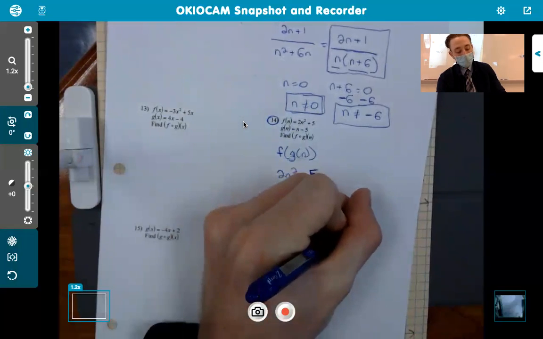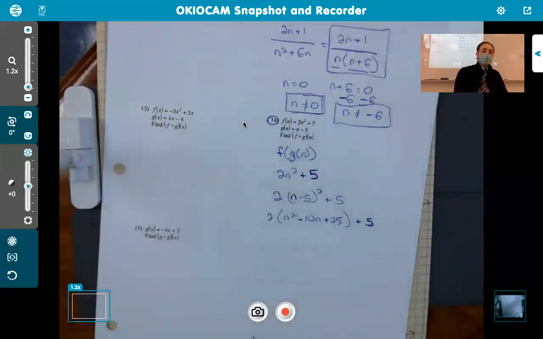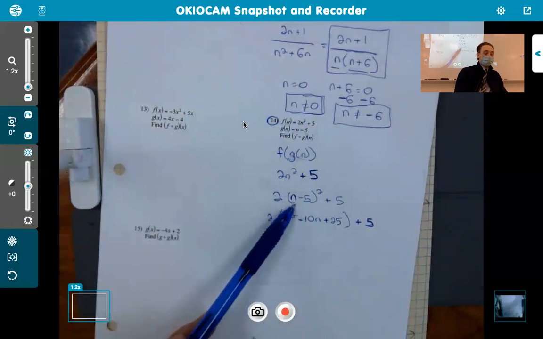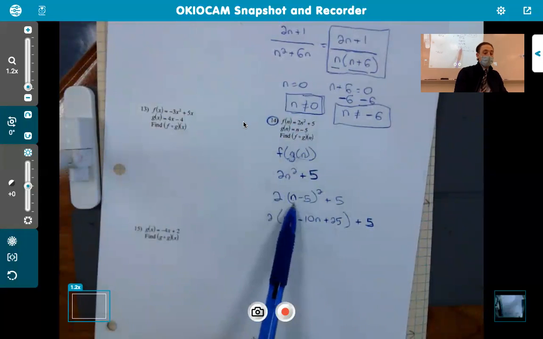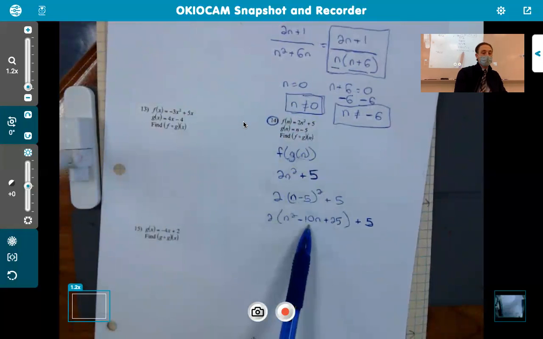So that is a method for simplifying without actually having to write everything down in FOIL. Square the first term, get n squared. Multiply these two terms together, you get -5n, and then times that by 2 to get -10n, and then square the last term. -5 times -5 gives me +25.